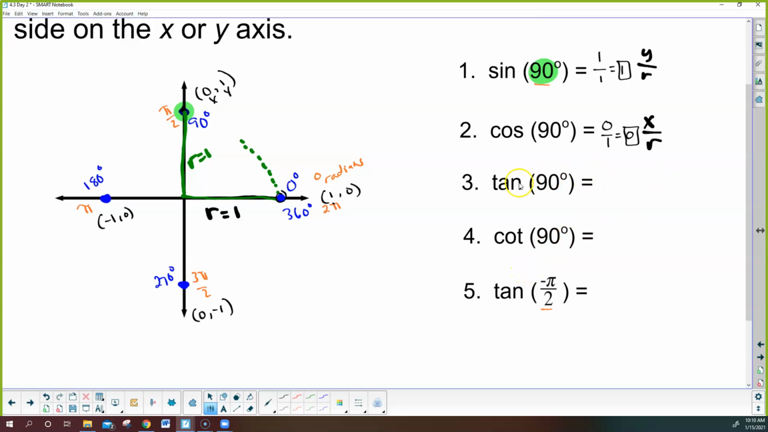And then here's the tricky spot. What is tangent? Well, tangent was y over x. And we know what y is. We know what x is. So y was 1. x is 0. But we can't divide by 0. Which means this is undefined.